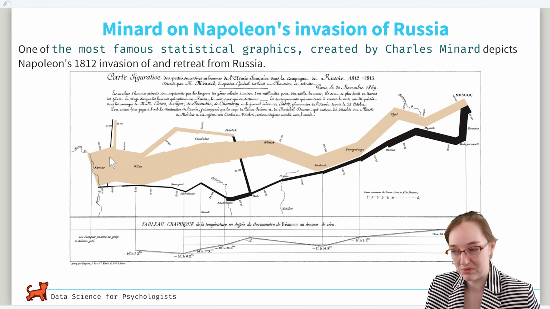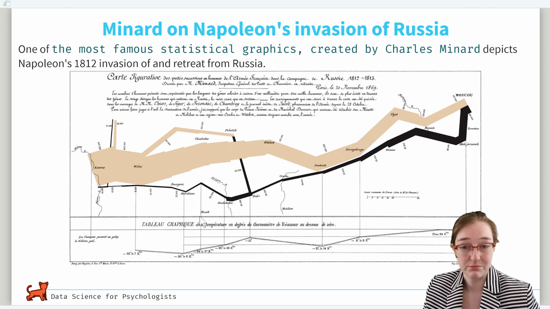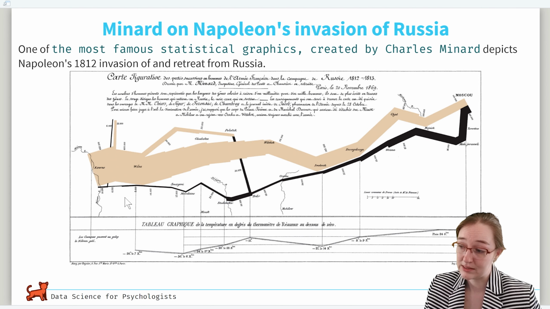We can see that a couple of branches of troops came off, with the advances in this beigey color and the retreats in black. And so you can see how many troops are left and where they came from. There was an early branch off here. It's not so great. 22,000 branched off, but 6,000 came back.